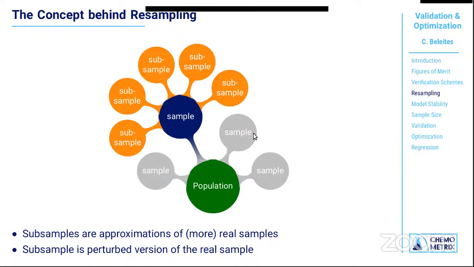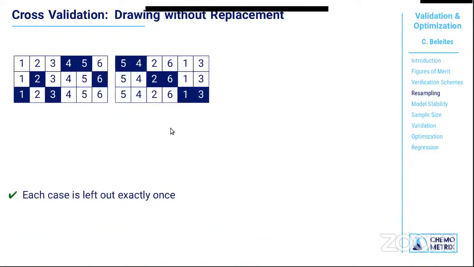There's a second point of view on what these subsamples are. And that's basically saying, well, this is not a very good approximation, at least not if we draw, as we do in, let's say, tenfold cross-validation. Each of the subsamples will have 90% of the cases of the sample. So they're really not very different. So from the other point of view, you can say that these kinds of subsamples are perturbed versions of our blue sample. And we're going to use that point of view as well.